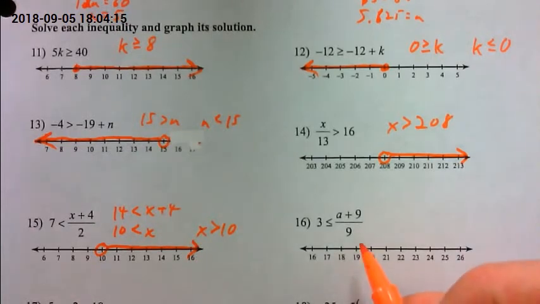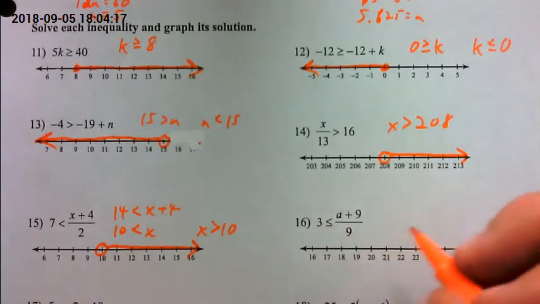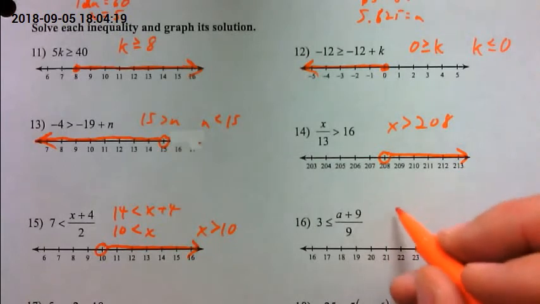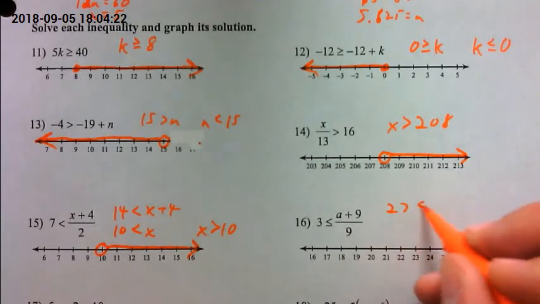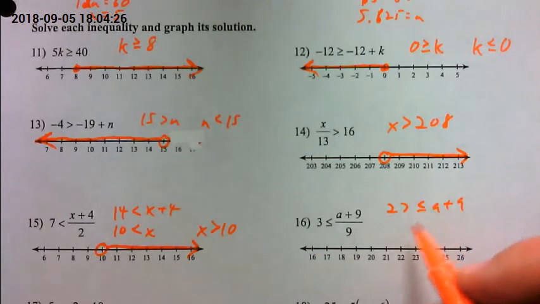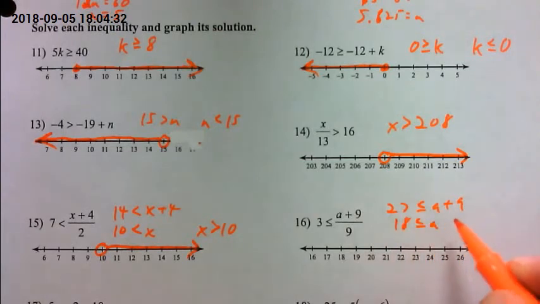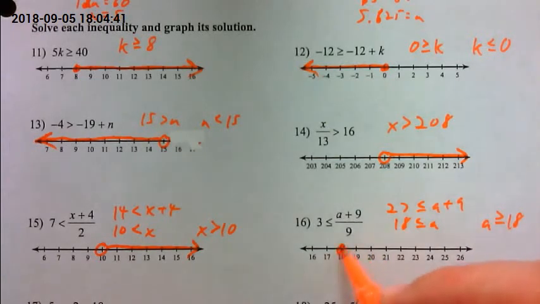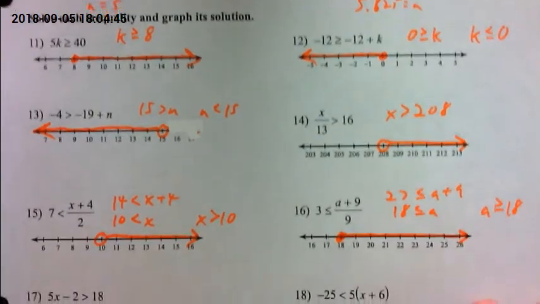On 16, we have 9 can come over by multiplying. So 3 times 9 is 27. We have a plus 9. Bring the 9 over by subtracting. That would give us 18 is less than or equal to a. Again, to read it properly, got to flip that over. A is greater than or equal to 18. So at 18, we have a closed circle because we have the and equal to, and everything greater than it.